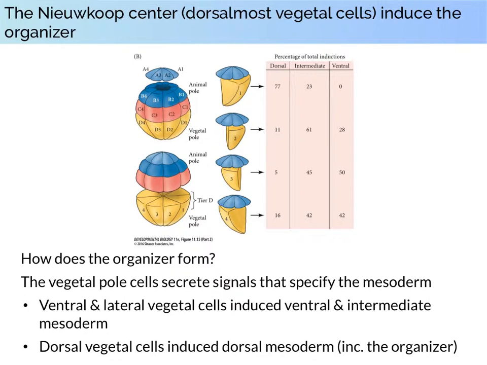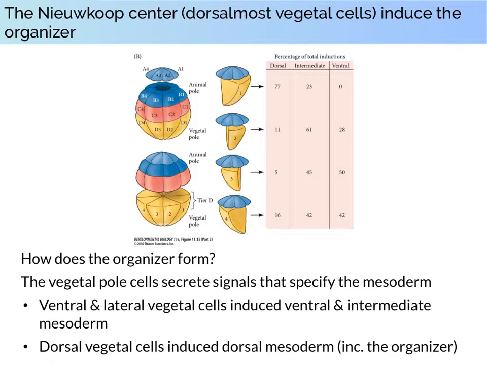If you were to take an animal cap, which is just the very top of what's going to become the ectoderm, and you recombine that with a portion of the endoderm, this will induce that portion that should become ectoderm to give rise to mesodermal structures, which is what we're seeing in this table. This is different mesodermal structure. Now this shows that the endoderm is responsible for inducing the cells of the mesoderm, including the organizer.